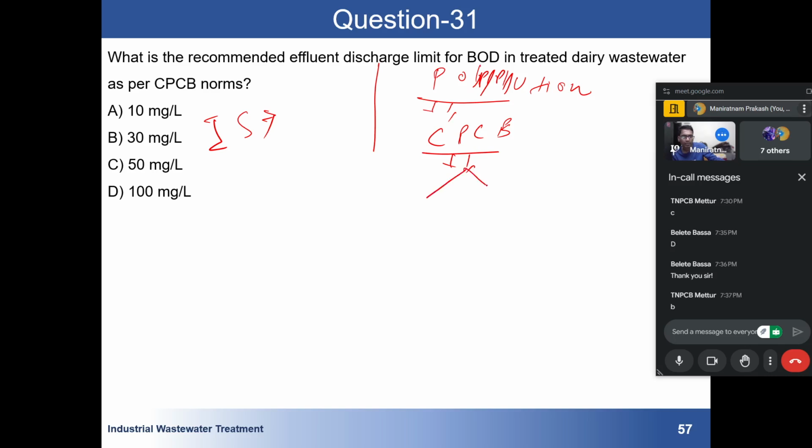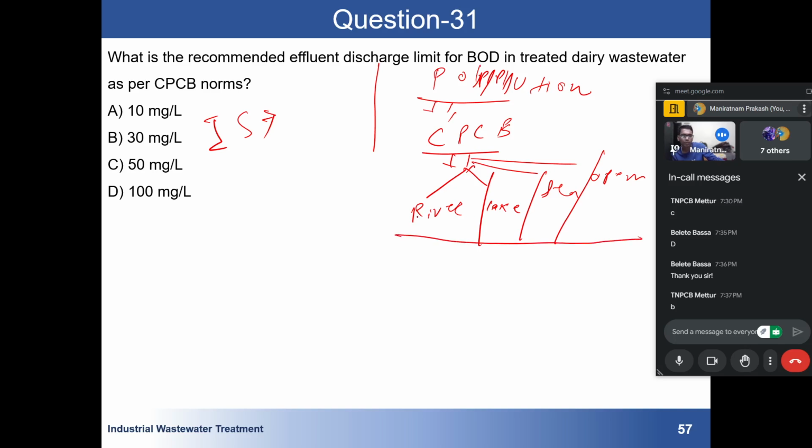They have separated four options: after treatment we can discharge either in river, or in lake, or in sea, or on open field. So depending upon the degree of treatment you can discharge in one of the four. There is a certain limit. If your BOD is in X range, then you can discharge in river; X1, X2, X3 for the others. So that is controlled by CPCB.